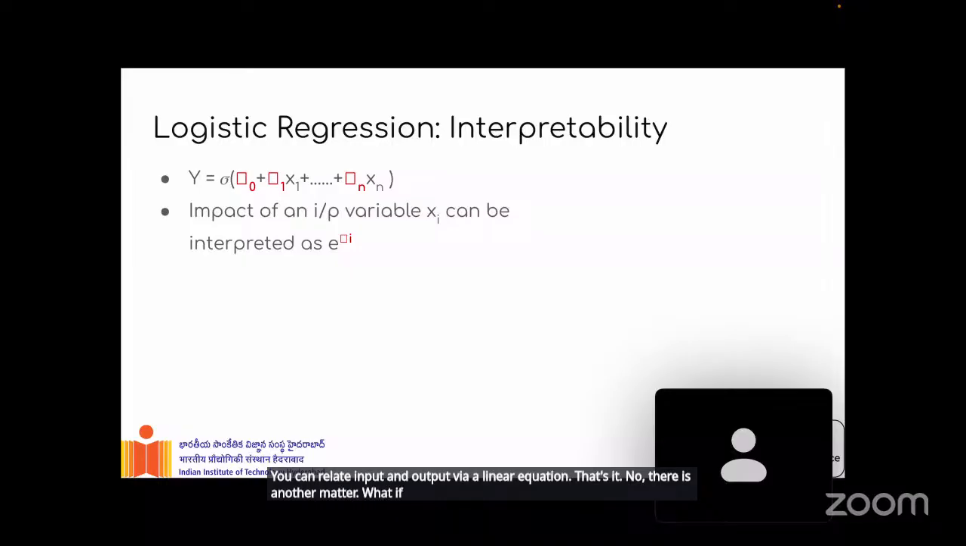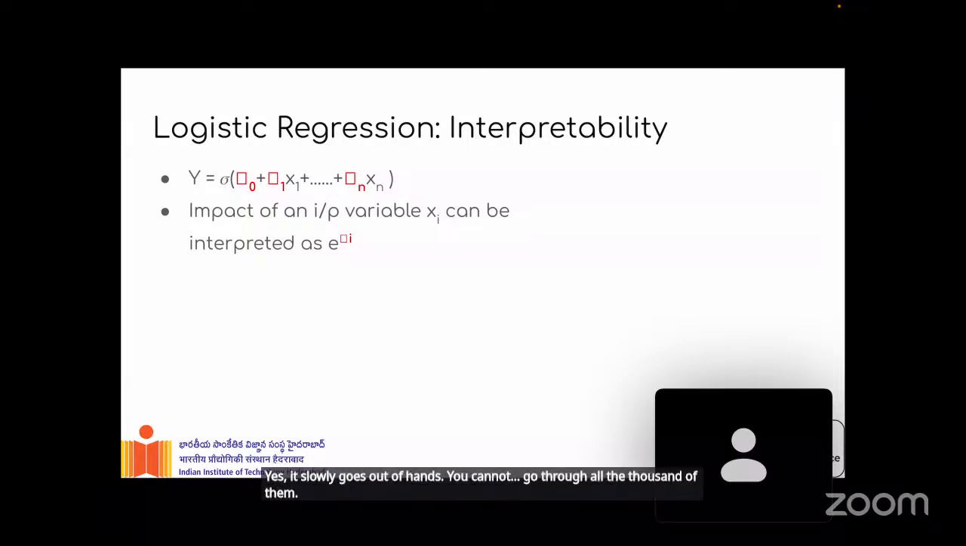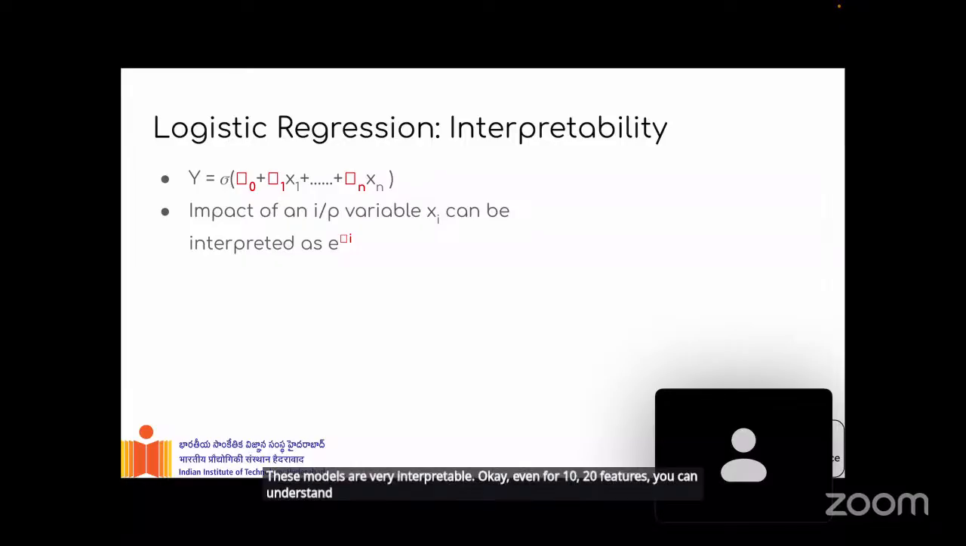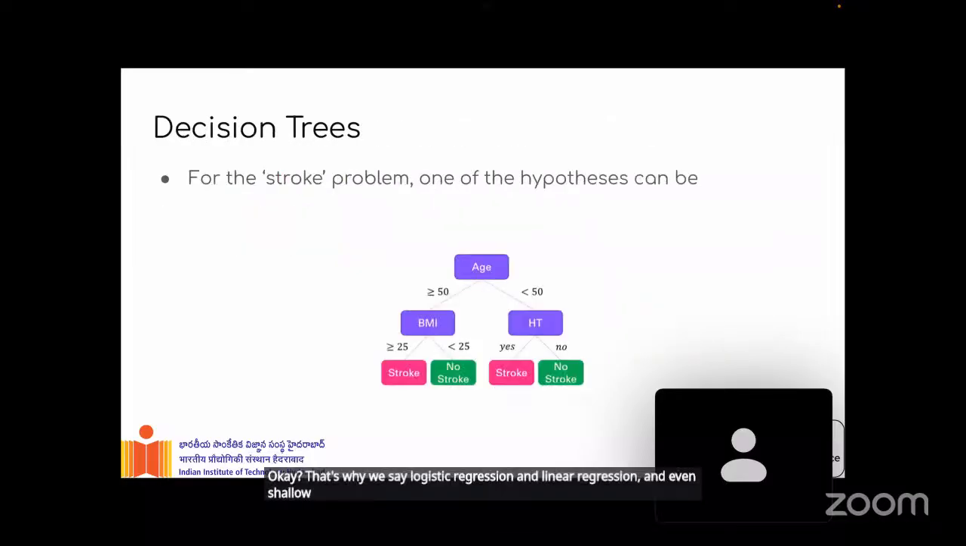Now, there is another matter. What if my features are 1000? What if my features are 10,000? Yes, it slowly goes out of hands. You cannot go through all the 1,000 of them. But if the number of features that you look for is a handful, these models are very interpretable. Even for 10, 20 features, you can understand what is happening, how each feature is impacting the output. That's why we say logistic regression and linear regression and even shallow decision trees are very, very inherently explainable.